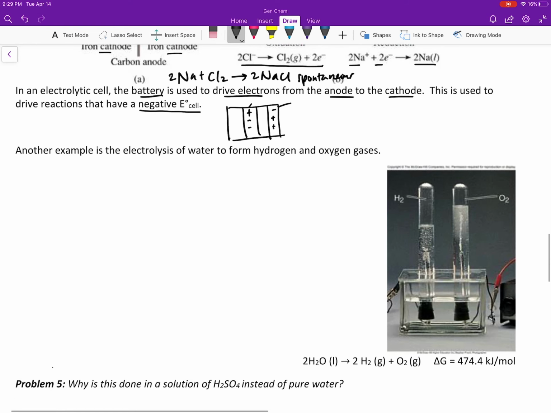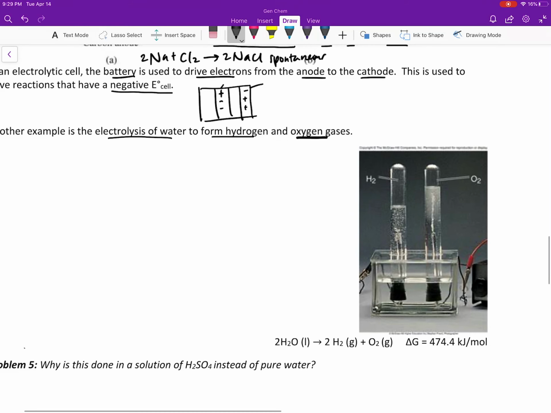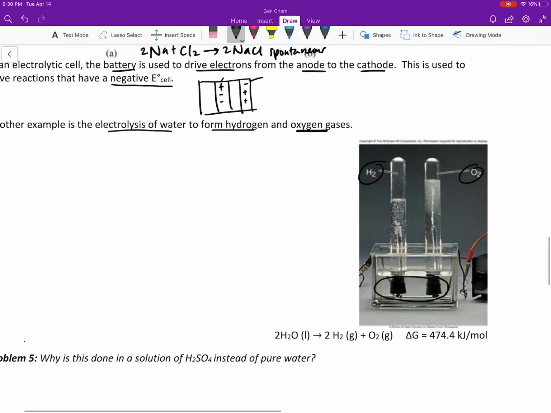Another example of electrolysis is the electrolysis of water to form hydrogen and oxygen gases. I don't know why the image is way over here. So we have water, H2O, and you have the application of a battery, you have an anode, a cathode, and then you are capturing hydrogen gas and oxygen gas in these inverted test tubes. And you can see the balanced chemical equation is right here.